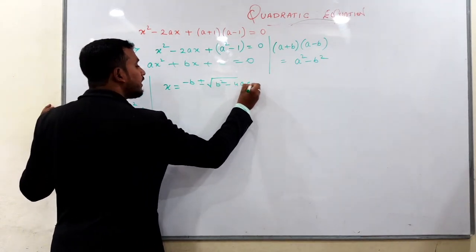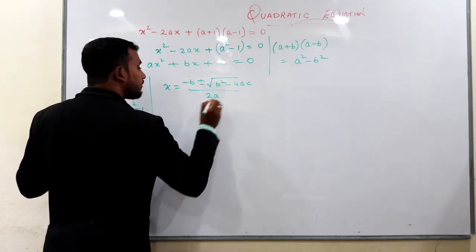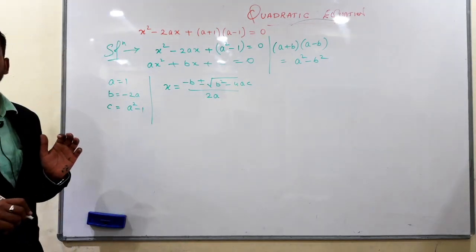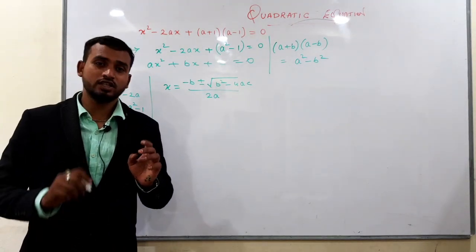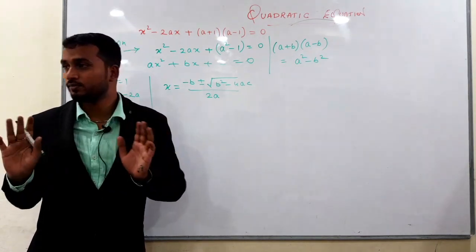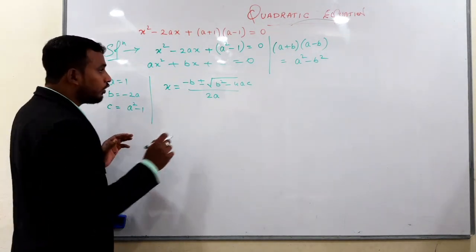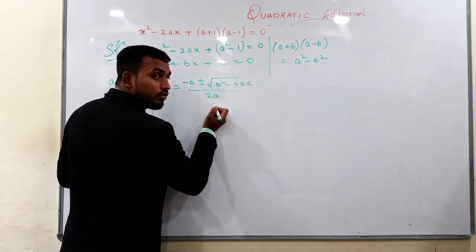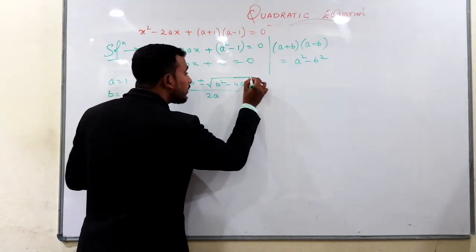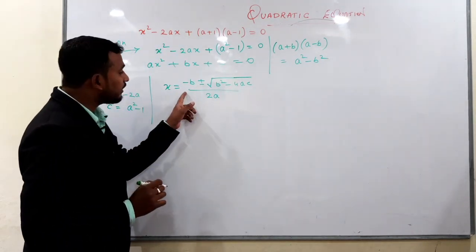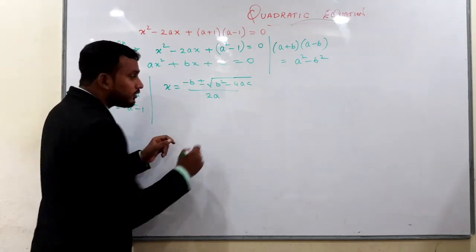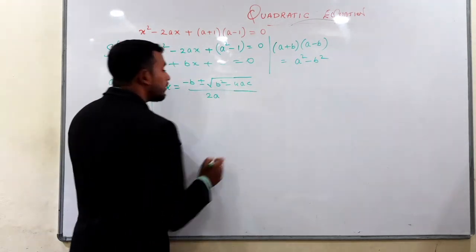Now we know that the quadratic formula is x = (-b ± √(b² - 4ac)) / 2a. But children, remember the way it was written is wrong. So the root should be extended. Very good. This root is not only till 4ac. This root should come for the entire term. This division is not only till here. This division is for the complete numerator.